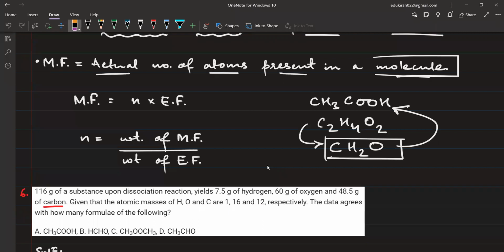Okay, so first of all, I'm just giving you some hints, and then if you can't do it, I will tell you how to do it. You have hydrogen, that is how much? 7.5 gram. So hydrogen's mass is 7.5 grams. You have to divide it by the molar mass, 7.5 upon 1. Do the same thing for oxygen and carbon also.